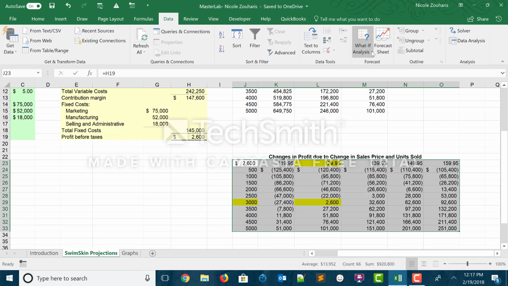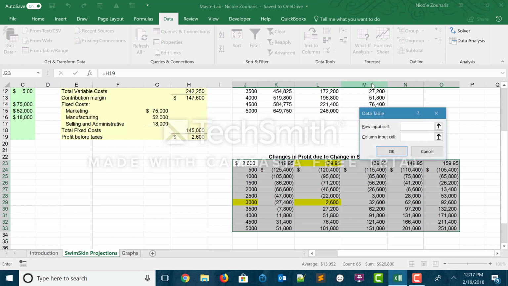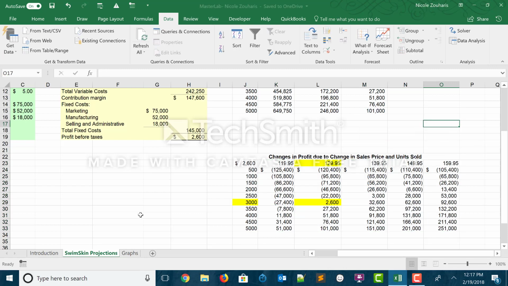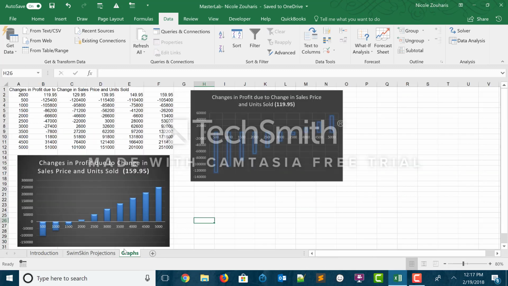Went to the Data tab again, What-If Analysis, and since we were looking at two variables, we wanted to look at sales price, so we did the rows at sales price, which was C9, and we kept our columns at C8 for different levels of units sold. We pressed OK. And we brought this data table over to the graphs portion and made two graphs that are the high and low end of pricing.